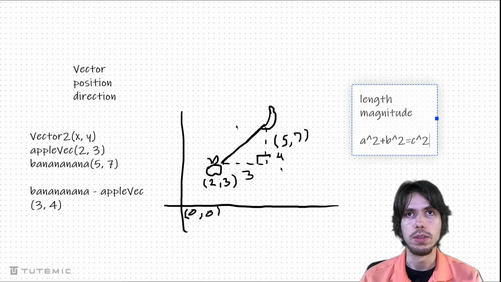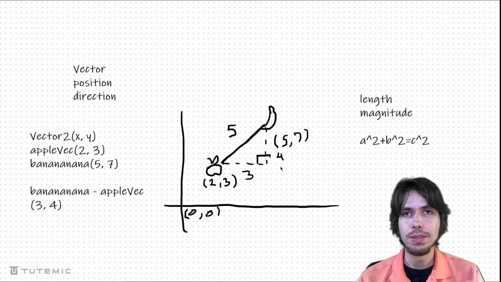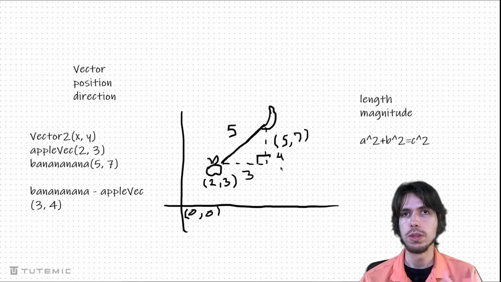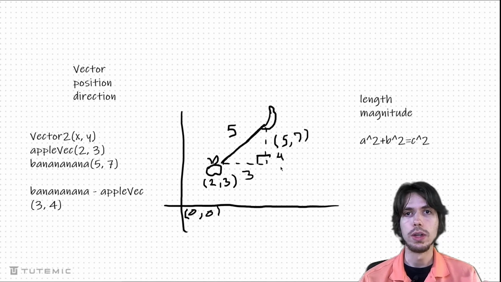Well, the square root of 25 is 5, which means then that the length of the vector, which is the difference between the banana and the apple, is 5. Okay, and now we know that the apple and the banana are 5 units apart from each other. And you can think of units as feet or meters or centimeters or game space units. It doesn't really matter. The point is that the length of the vector can be determined this way.